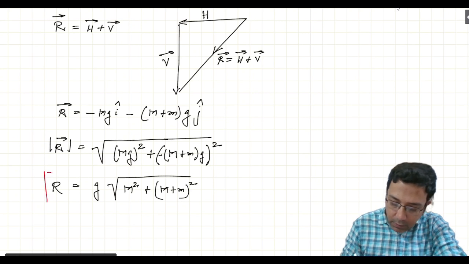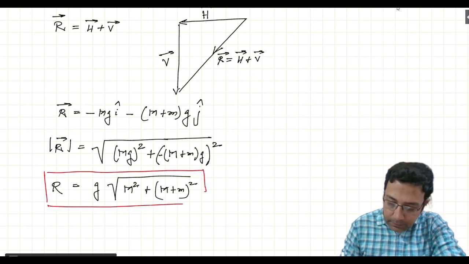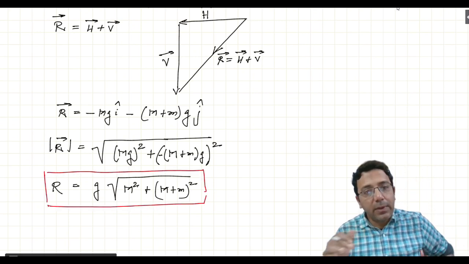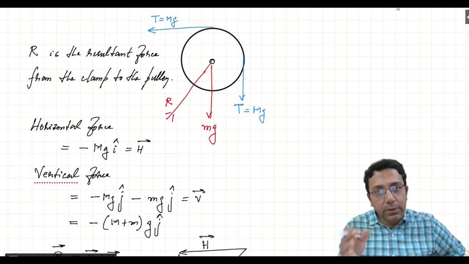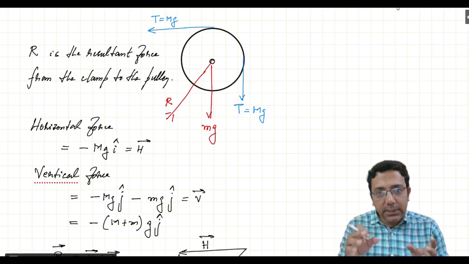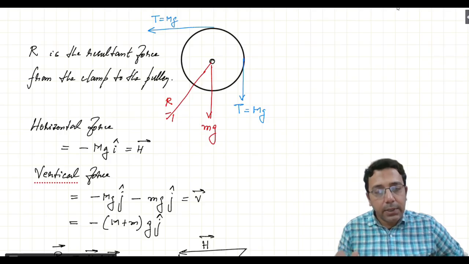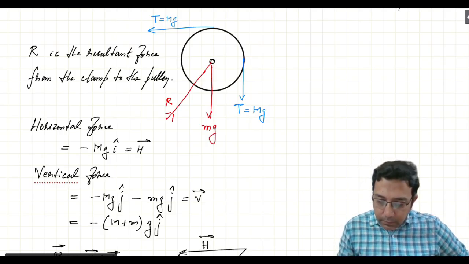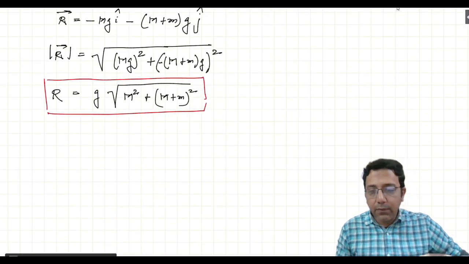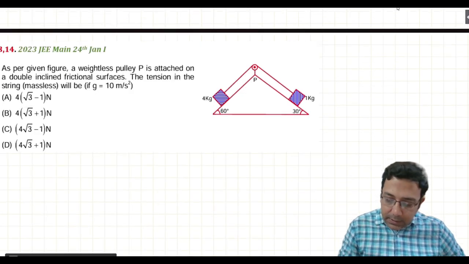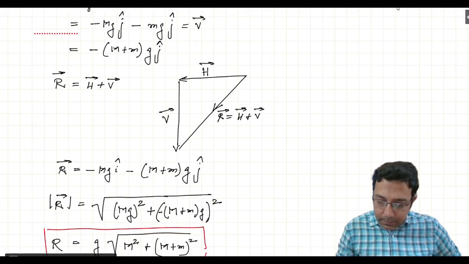You just have to know how it is to be solved. Just draw the free body diagram of the pulley, and equate the horizontal and vertical components of the forces. Then bring it into the triangle law of vectors and do the addition. You'll find the resultant. So that is how we solve for the net reaction force. Then we come to the next problem.